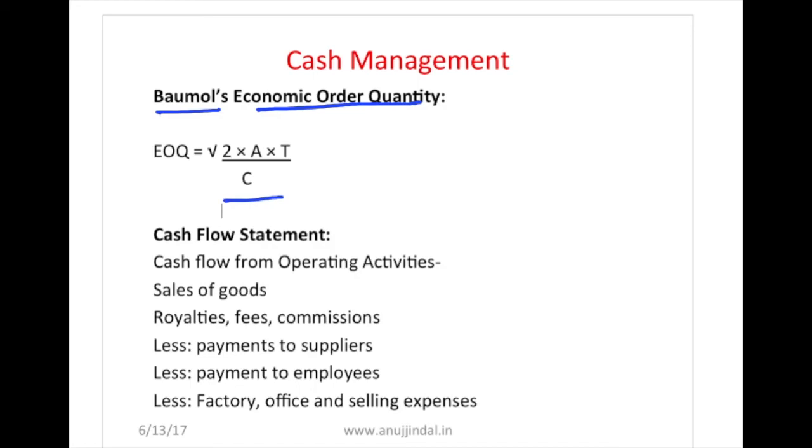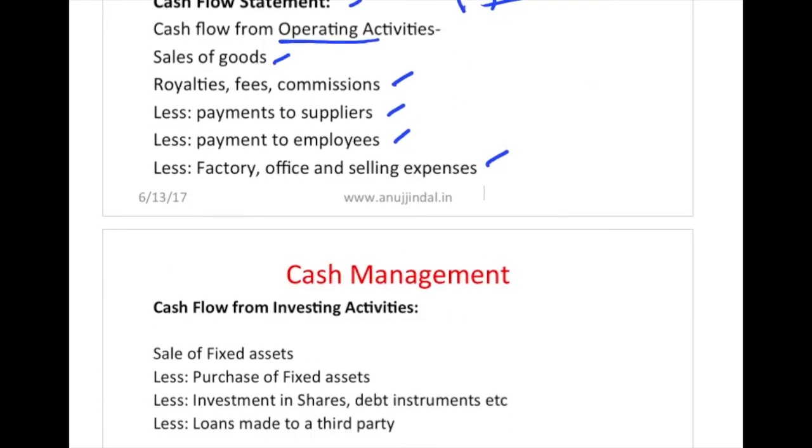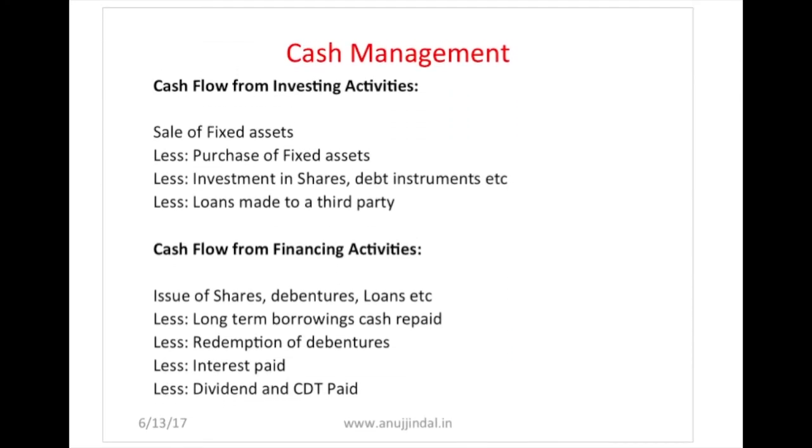The next is cash flow statement, how to make the cash flow statement. Let's understand it very briefly. We have three divisions: cash flow from operating, cash flow from financing, and cash flow from investing activities. These are the three parts of a cash flow statement. Operating activities include all those activities which are related to operations of an enterprise. Number one, sales of goods, because this is the primary activity. Royalties, fees and commissions that an enterprise gets from its primary activities. Less payments to suppliers, whatever payment is made for raw material, payment to employees for work, payment for factory, office and selling expenses. So this all forms part of operating activities.